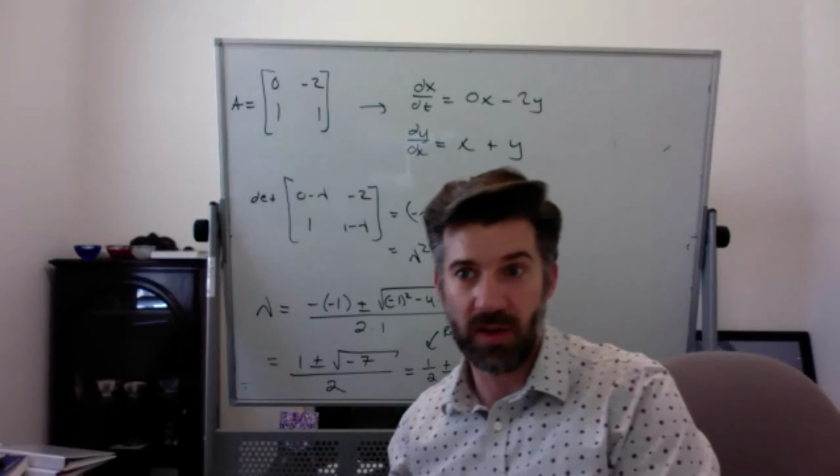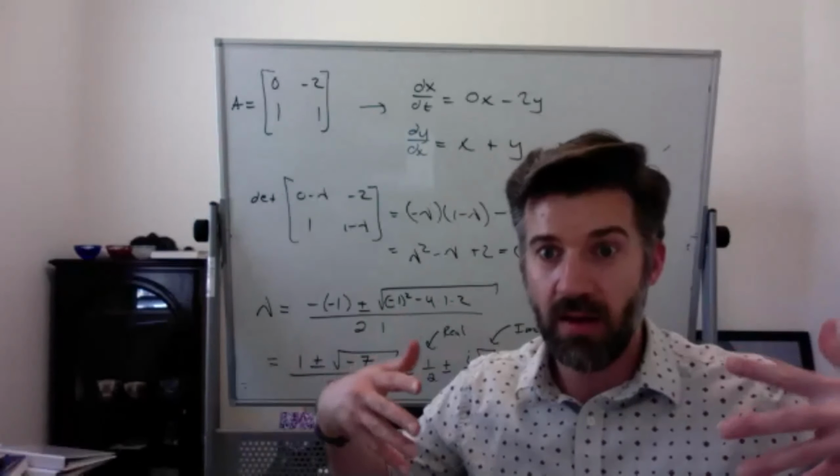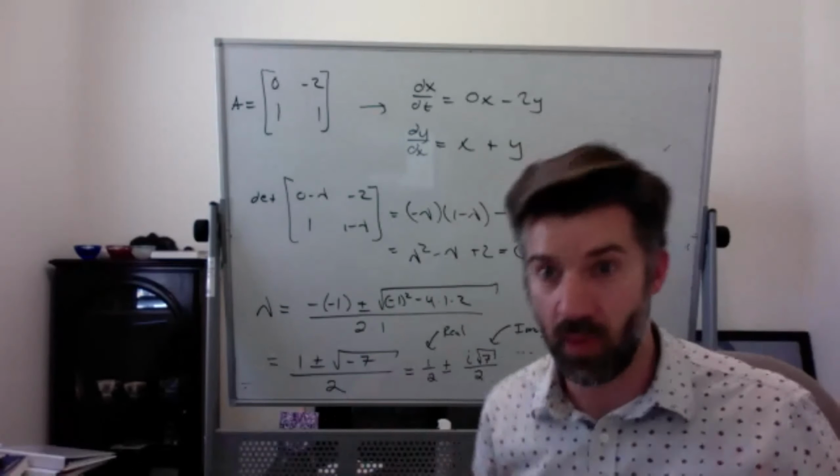And then we also have, if both of them are real and negative, we have a sink. But if they're complex where the real parts are negative, we have an inward spiral.